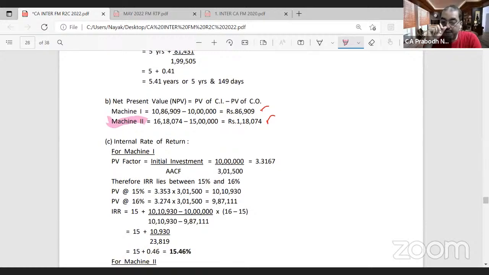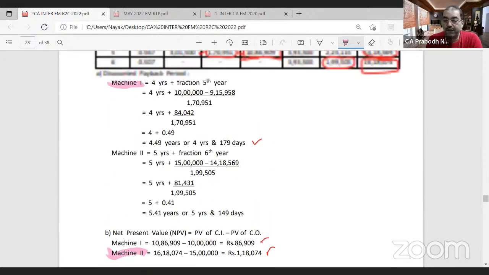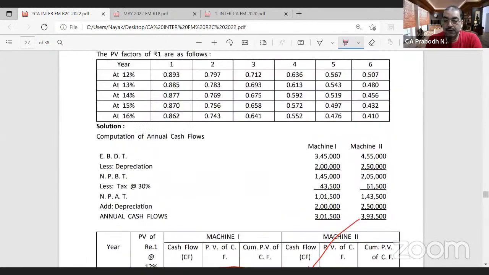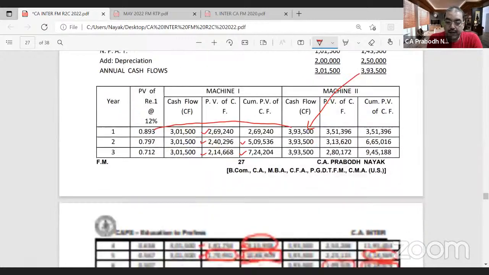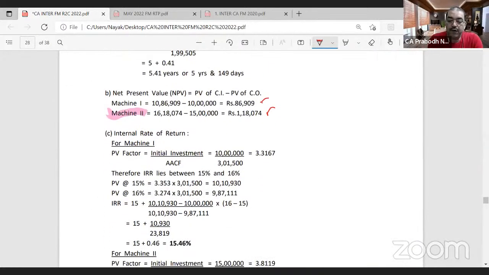Internal rate of return: 10 lakhs divided by initial investment divided by ASCF, that is 3.3167. So I will look at 3.3167 in the annuity value tables. What you have to do in the examination is take the total of all these figures. You will have one more column, and you take the total of all the 12% figures, 13% figures, 14% figures, like that. And whatever figures you get there, you compare with the figure you are getting here, 3.3167. So you will come to know that this is lying between 15 and 16%. So calculate present value at 15%, present value at 16%. Do the interpolation, the same way that we do.